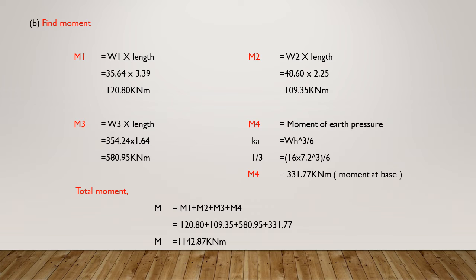Then M4 is the moment of earth pressure. For that we use a separate formula, M4 is equal to K w h cube by 6. So K is equal to 1 by 3, w is equal to 16, and h is 7.2, the height of the stem. Then M4 is equal to 331.77 kilonewton meter. That will be called the moment at base. So total moment is M equal to M1 plus M2 plus M3 plus M4. Add all the moment values, so our answer is 1142.87 kilonewton meter.